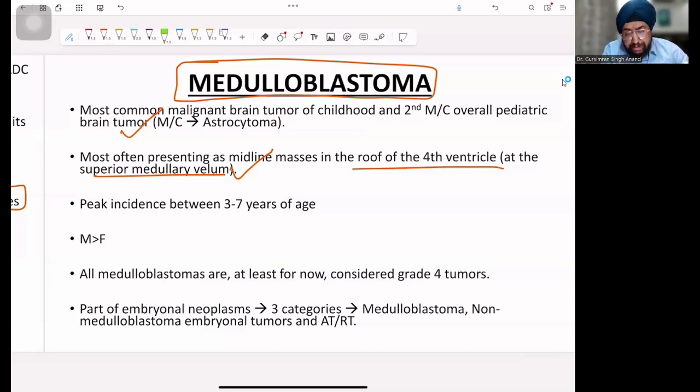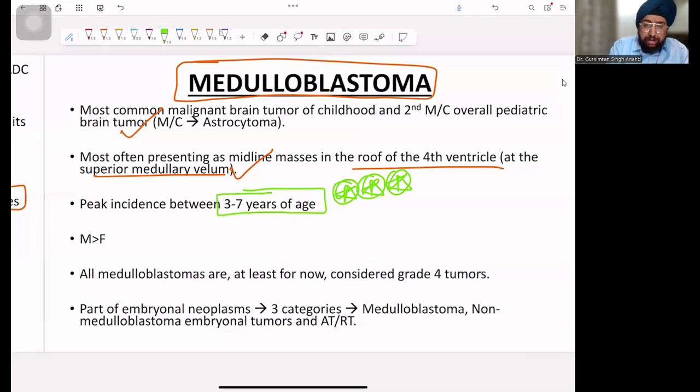Okay, the peak incidence of the age is very important. That's one of the factors that will differentiate it from the ATRT tumors. The peak incidence is between 3 to 7 years of age, but you can get medulloblastomas even up to the age of 12 years as well. Okay, so more common in males. All of the medulloblastomas, be it any category, are now considered grade 4 tumors.